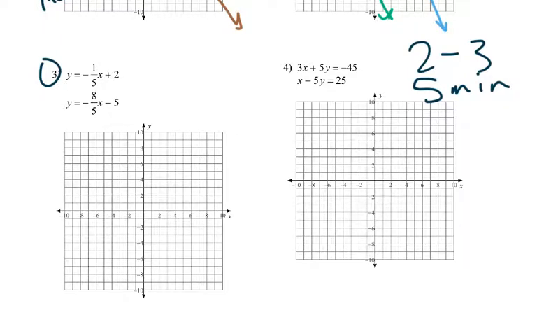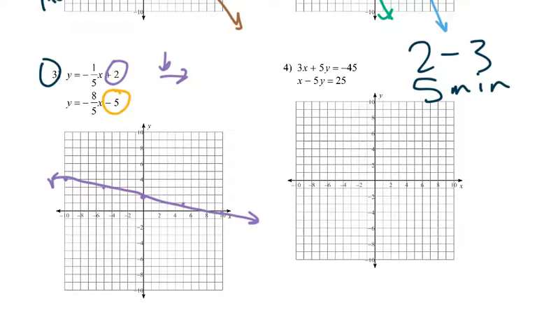Alright, you should have tried that one, so let's take a look and see how you did. So we'd go positive 2 for our y-intercept, slope of negative 1/5, so down 1 to the right 5. Put a point right here, down 1 to the right 5, and here. Or up 1 to the left 5. Okay, and that would be our line.